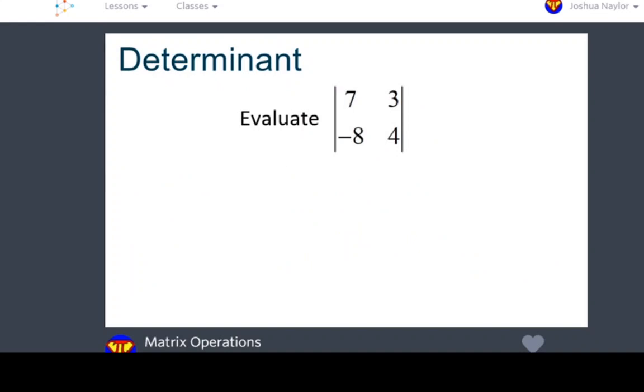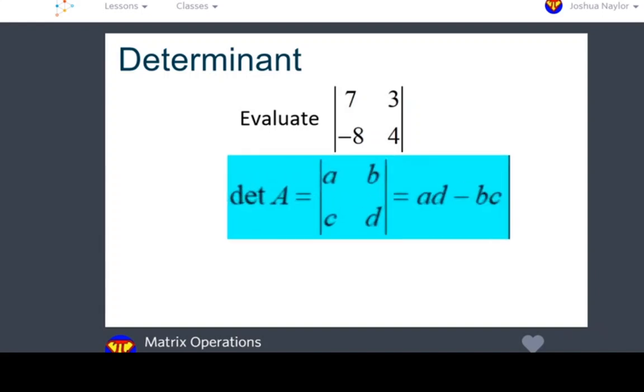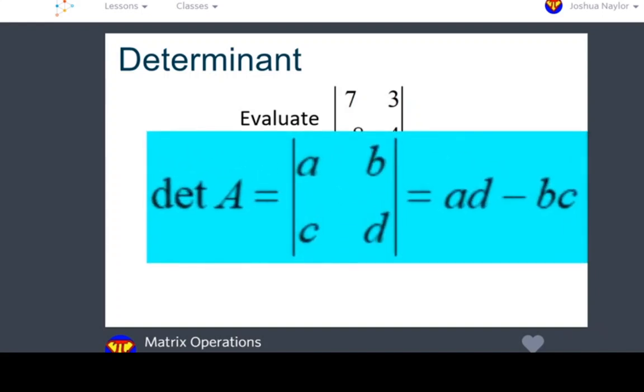Our next idea was known as a determinant. Now, a determinant is simply a single number that basically comes from following the determinant formula. Recall that the determinant formula says that if you have a 2 by 2 matrix, all you have to do is multiply the diagonals and subtract. So we have AD, we have BC, and then a subtraction sign.